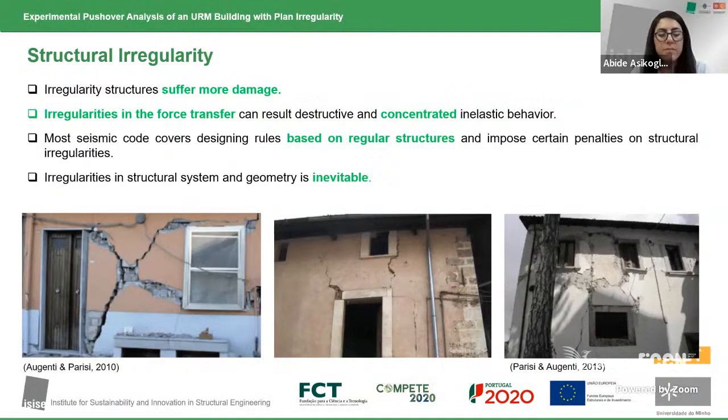And in this presentation, our main focus is irregular structures, so I will briefly discuss some features. When we look at past earthquakes, it is observed that irregular structures suffer more damage, mainly due to irregularities in the force transfer and concentrated nonlinear behavior. In fact, most seismic design codes encourage designing regular structures. But this is more complex when we have a masonry building, because in a masonry building, architectural and structural elements are the same. So it is difficult to provide a sustainable layout that gives a regular system. So it is usually inevitable.